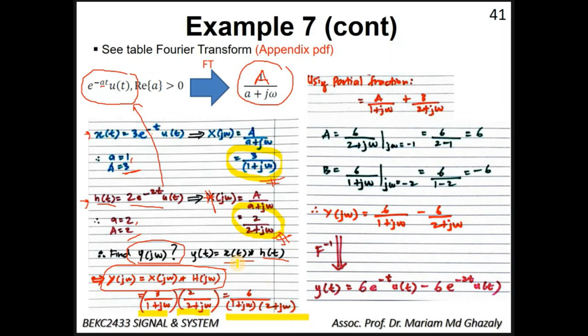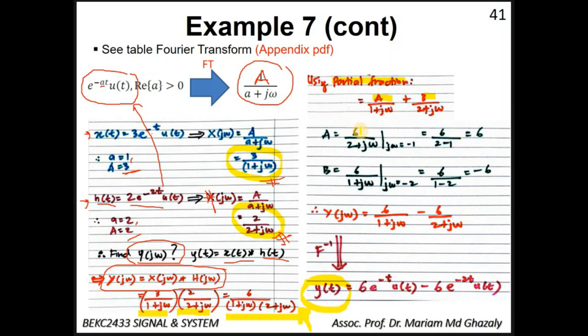And you will get 6 over (1 plus jω)(2 plus jω). We are not finished yet. Remember, normally after getting the output in the frequency domain, you are going to get the output y in the time domain. So if you look at this equation, you need to do the partial fraction. You will have A over 1 plus jω plus B over 2 plus jω. Now we are going to find, using partial fraction, what the A value and B value are.